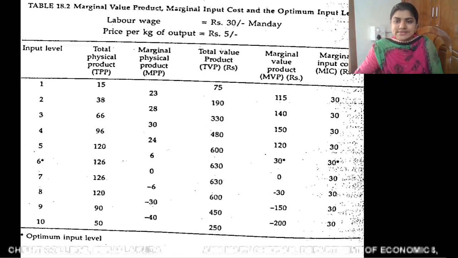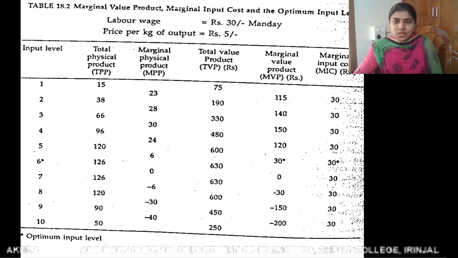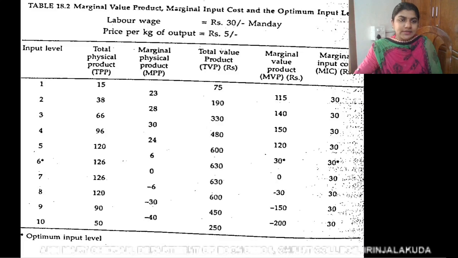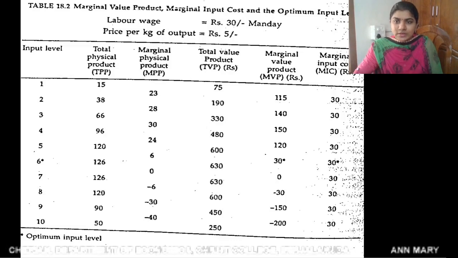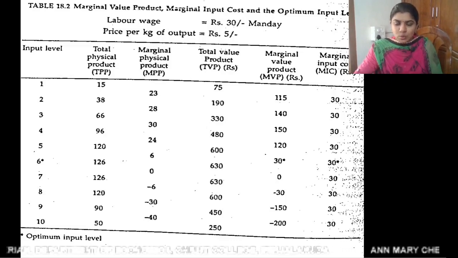Okay. So MIC is 30 for every unit. Marginal value product is different for different units. We know that the optimum level of input is achieved when MVP equals MIC. Here MVP equals MIC at the 6th unit. So when we are using 6 units of labor, the variable input, MVP equals MIC. MVP is also 30 and MIC is also 30.